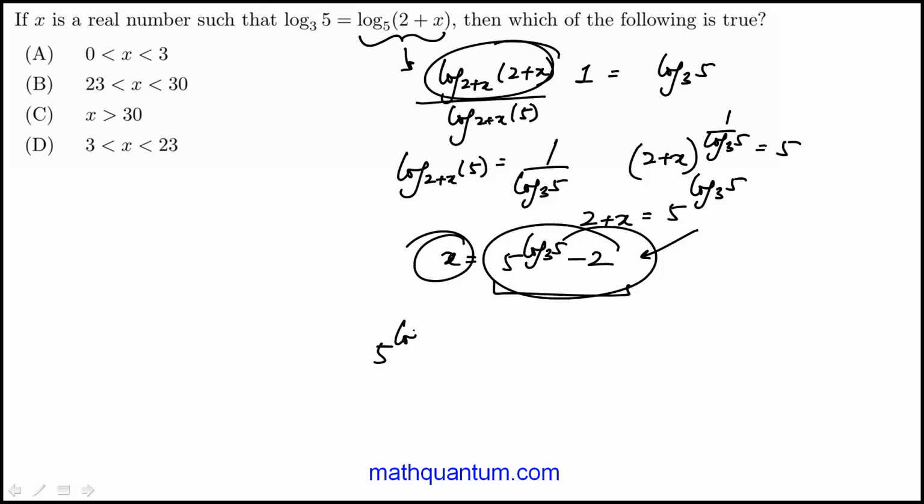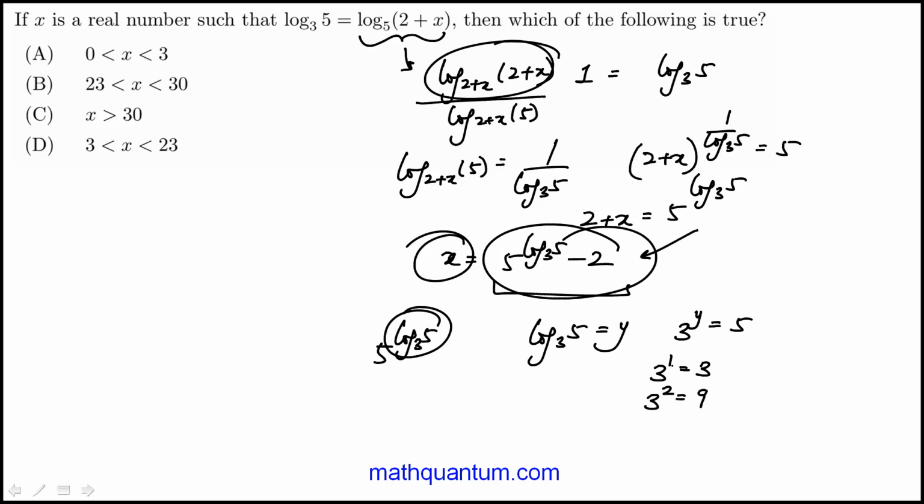So then the question is, how do we estimate this log base 3 of 5? If I just write log base 3 of 5 separately, call that y. This means 3 to the y is 5. And we know 3 to the 1 is 3, and 3 to the 2 is 9. So we know y has to be between 1 and 2, because 5 falls between 3 and 9. So that exponent is between 1 and 2.